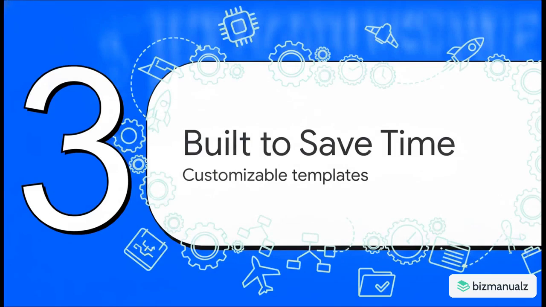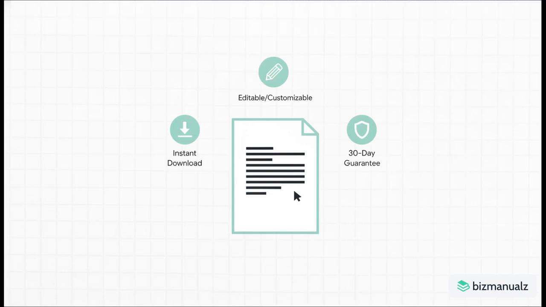Which brings us to Section 3, Built to Save Time. Instant access to customizable templates. Because at the end of the day, you're buying this to accelerate your compliance journey, right? The mechanical benefits here are super clear. This isn't some locked, rigid PDF. It's delivered as an instant download, fully editable Microsoft Word template. You can easily pop in your logo, tweak the language to perfectly match your specific operations, and deploy it immediately. Plus, it's completely risk-free with a 30-day money-back guarantee.